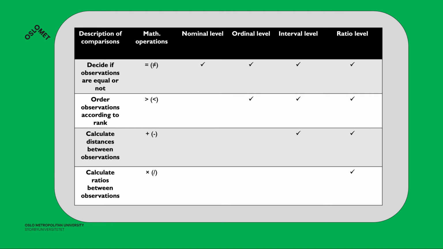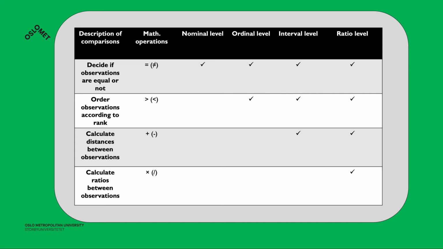So what kind of comparisons can we do? If we're at the nominal level, we can just decide if observations are equal or not. We can say that this unit has a different value than the other unit, so we can separate between men and women, but we cannot say that a man is twice as much a man as a woman is a woman. It doesn't give any meaning to order the observations according to rank.